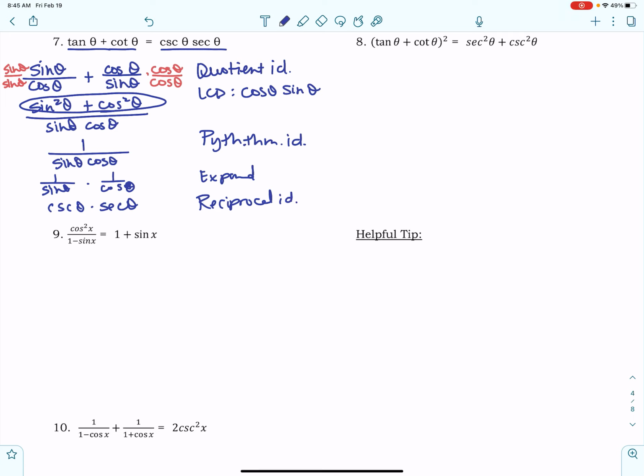Okay, so let's look at number 8. If you can see this here, we've got tangent theta plus cotangent theta squared. So I want to expand that and then FOIL it. So I've got tangent x plus cotangent, theta, not x. So I'm going to expand this. So that's an expand. And then I'm going to FOIL it.